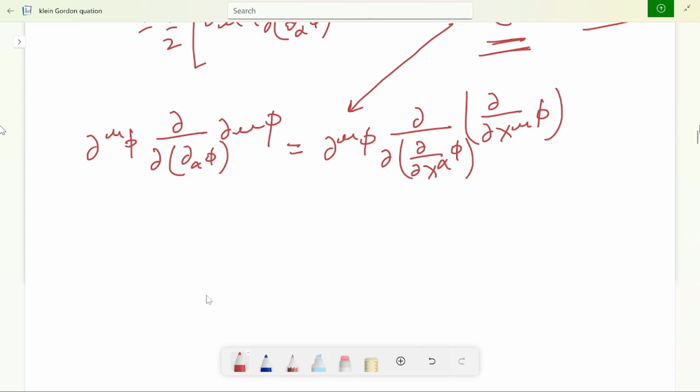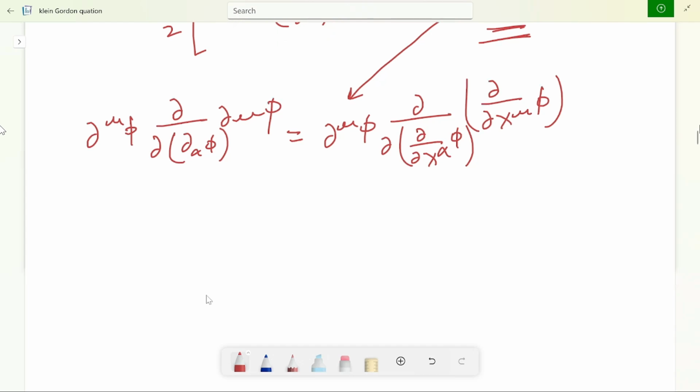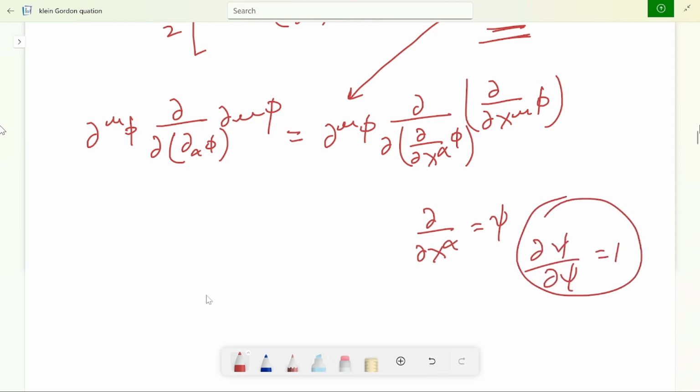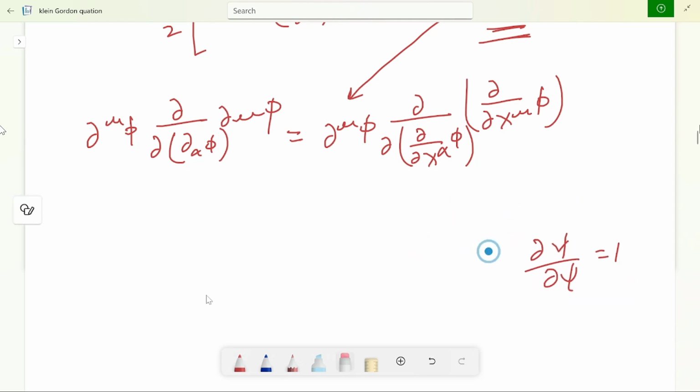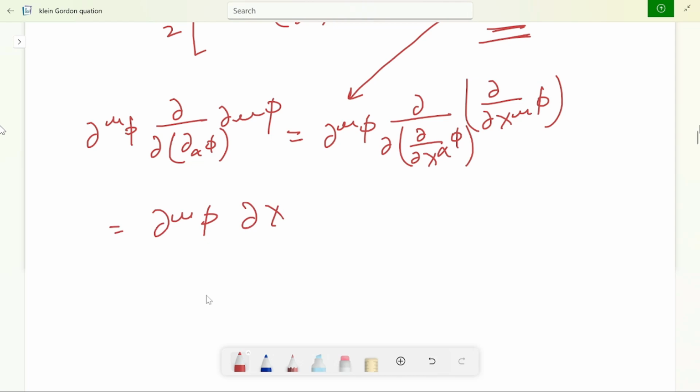Consider this to be some function. Let us consider this to be psi, right? Let's say that this is some psi. So what we are basically doing is that we are just taking the derivative of psi with respect to itself, which is just going to be 1, right? Nothing much to worry about over here. So this is something like that, right? This is just going to be d mu phi of dx alpha by dx mu.